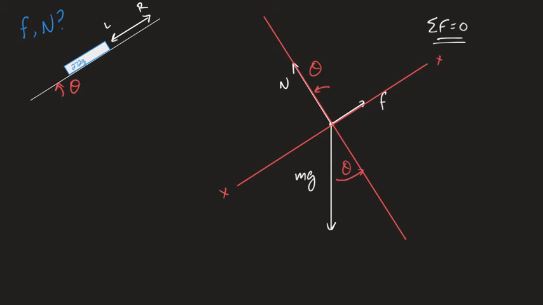Theta has to be the angle between the weight and whatever axis is lined up with the normal force.